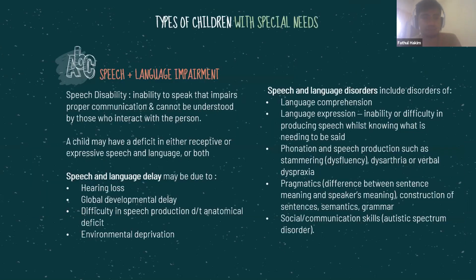Next. So speech and language impairment is defined as inability to speak that impairs proper communication and cannot be understood by those who interact with the person. So it can be either receptive or expressive. So speech and language delay may be due to hearing loss.